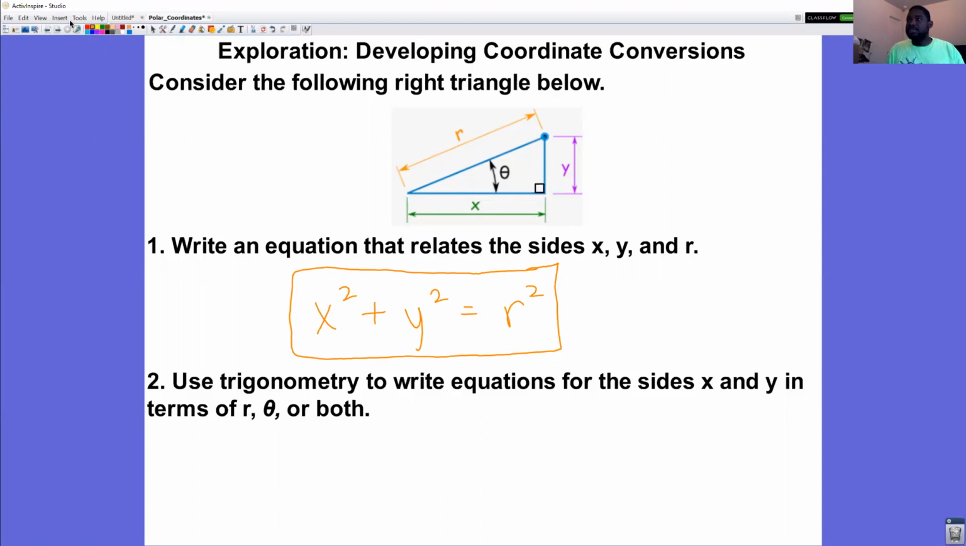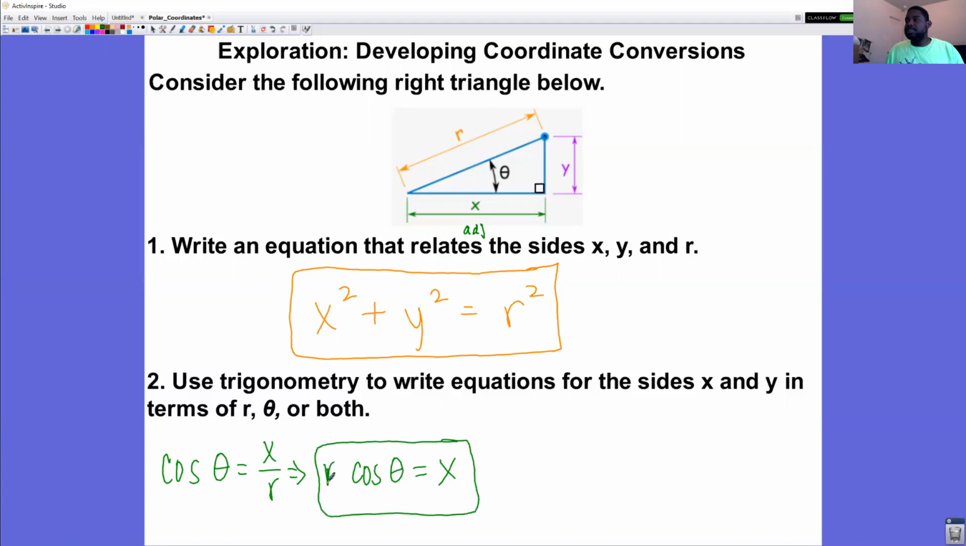Part 2 says use trig to write equations for sides X and Y in terms of R, theta, or both. So we're going to start with X, which is right here. So X would be considered the adjacent side, and this is our hypotenuse. So we know that cosine deals with both adjacent and hypotenuse. So cosine theta would be X over R. And solving for X, we get R cosine theta equals X, which is true for any value of theta, and that's from, of course, vectors.